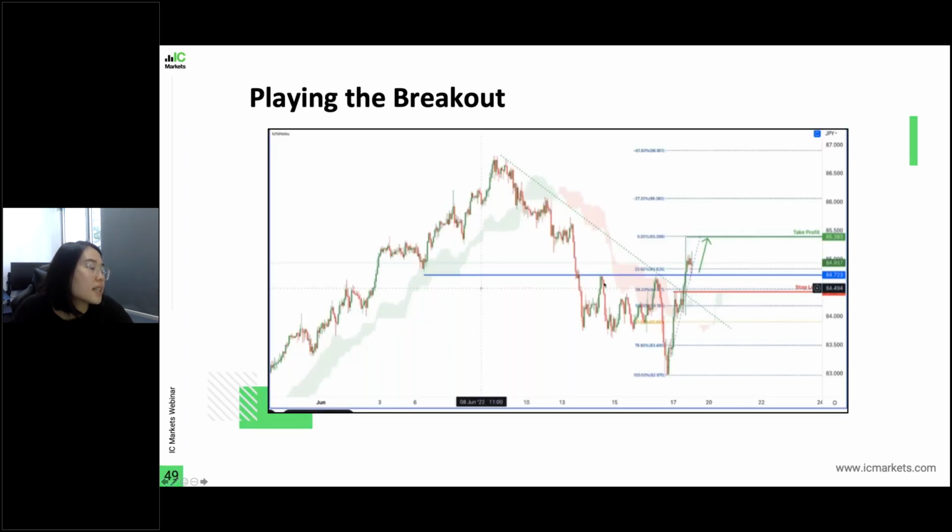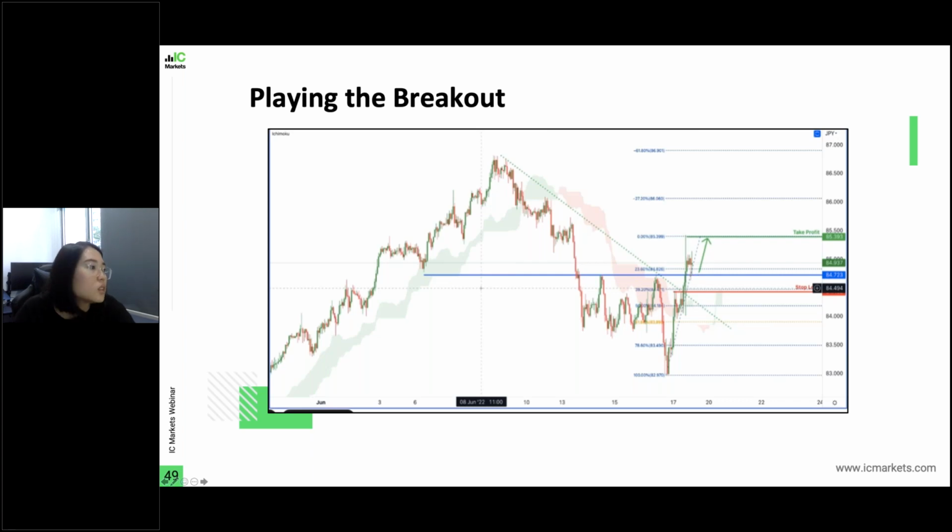Playing the breakout, another example. Break of this green trend line here. That's your first sign of a breakout. Second sign of a breakout, this horizontal blue line here. This horizontal resistance was broken. Price comes back and retests, and then you enter for a buy.